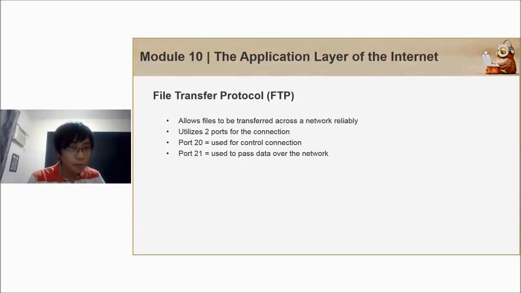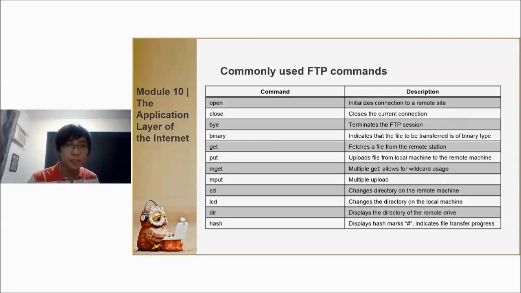Now we have FTP, which is File Transfer Protocol. It allows files to be transferred across a network reliably. It uses two ports: port 20 for control connection and port 21 for the data passing. Port 20 is retained once the connection is established, while port 21 automatically closes once data transmission completes. Here are the commonly used FTP commands.